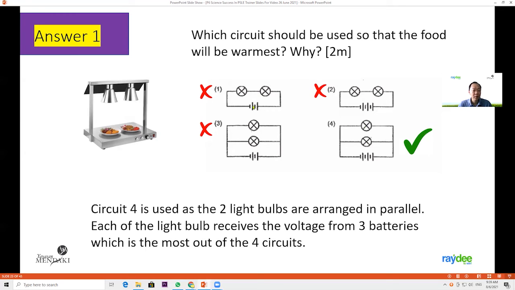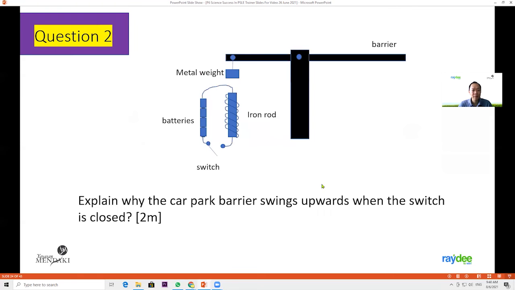Circuit 1, you have two batteries but divided amongst two light bulbs, so it's one each. And then this is two batteries, but in parallel, so it's just two here, two here. And this is three batteries, but they're arranged in series, so in fact you only get 1.5 per light bulb, right? So that's question number 1.